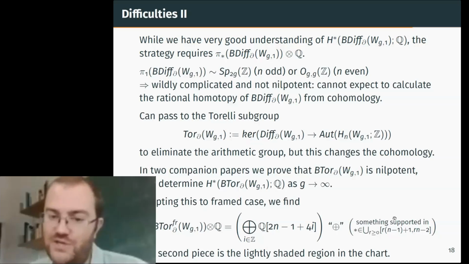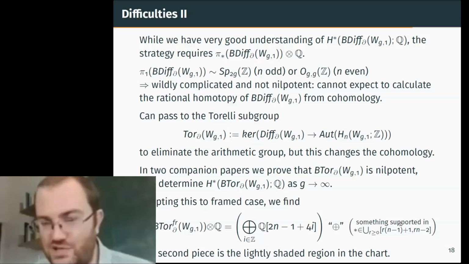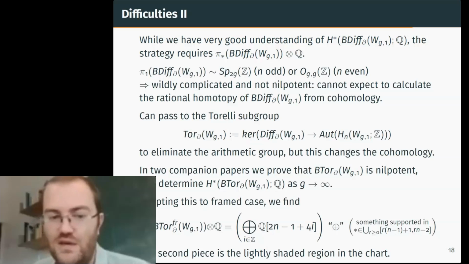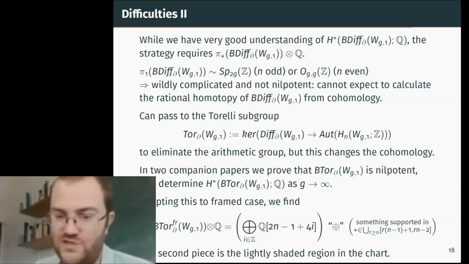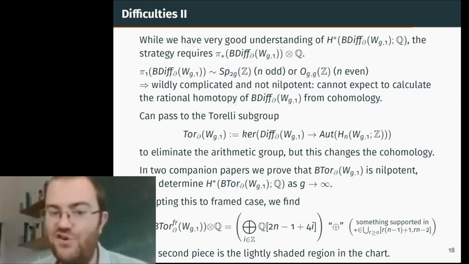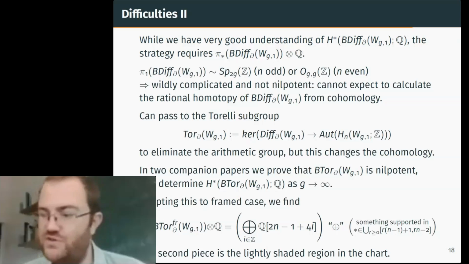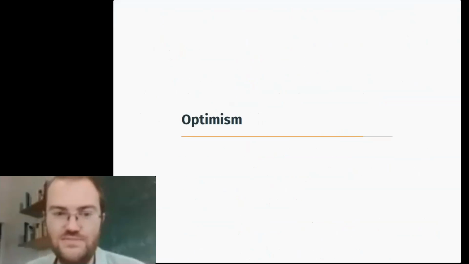And this ambiguity that you get where we can't quite determine what goes on, that is the lightly shaded region on the chart. But it's also relatively small, it's supported in a narrow range of degrees, whereas these Pontryagin classes are spread out across all degrees, starting at 2n-1. So those are the two difficulties.